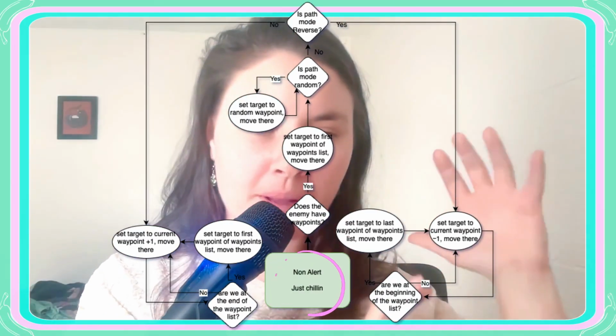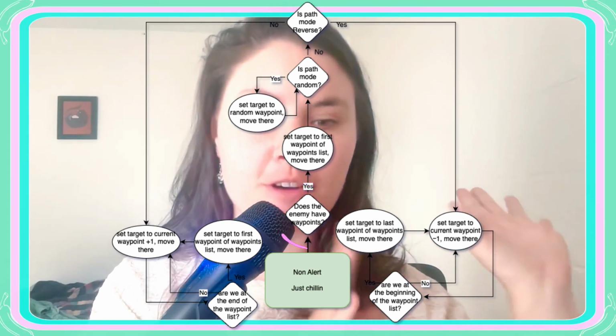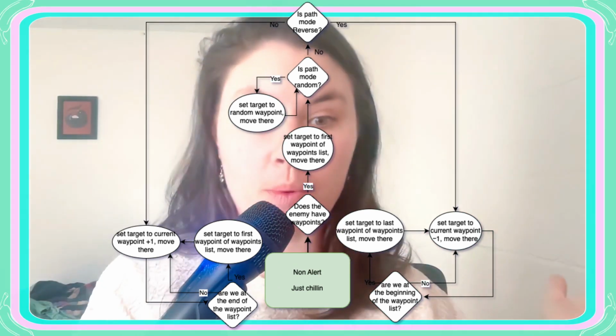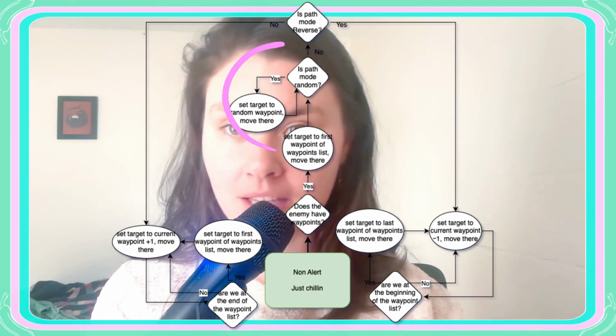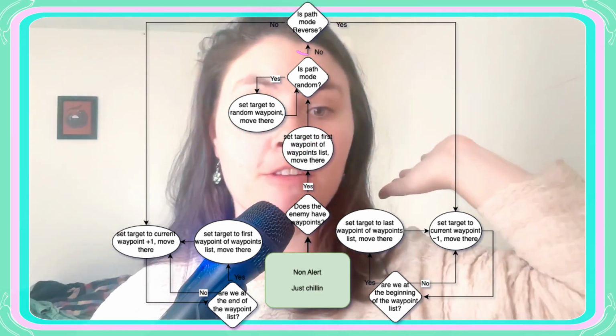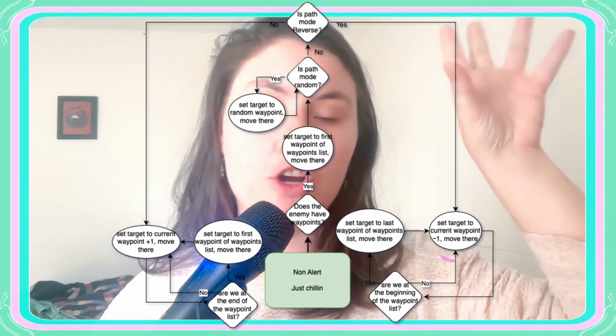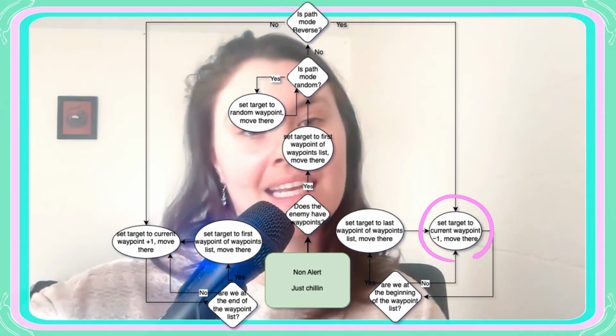So let's take a look at updating our flowchart, which looks now like this. So now we're checking from the non-alert state, do we have waypoints? If we do, we're first checking what mode are we in. So if it's random, we're doing what we did last time. If the path mode is reverse, we're going to set our current target to waypoints -1.